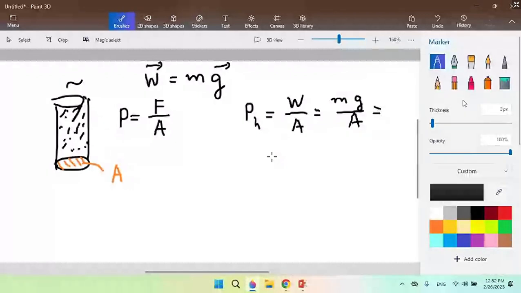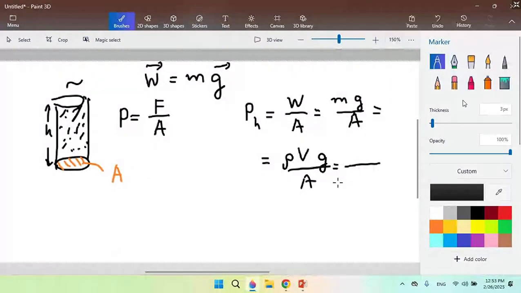Thus, weight, we have just written, mass times acceleration of gravity. Also, having in mind the definition of density, mass is density times volume. Volume of the cylinder, let me denote its height by H. Then we can continue: density, height, times area. This is volume.